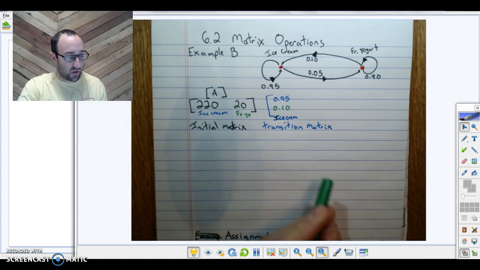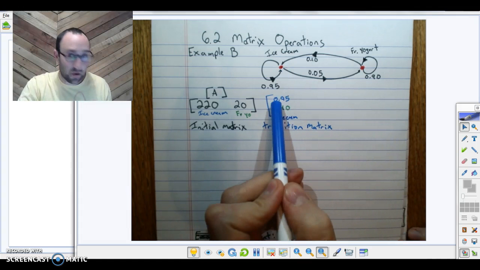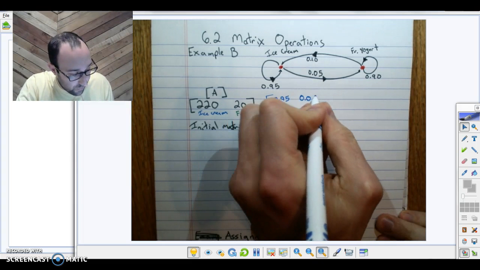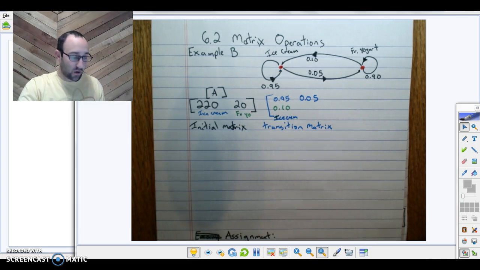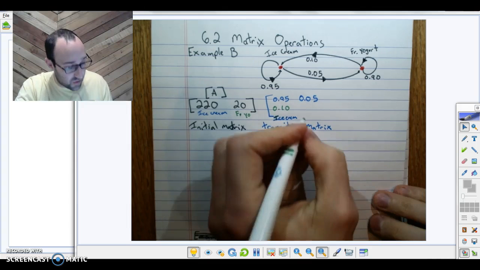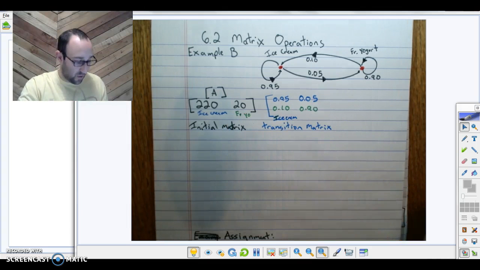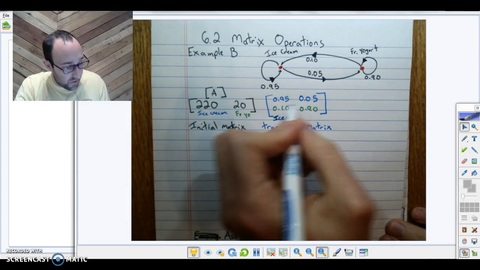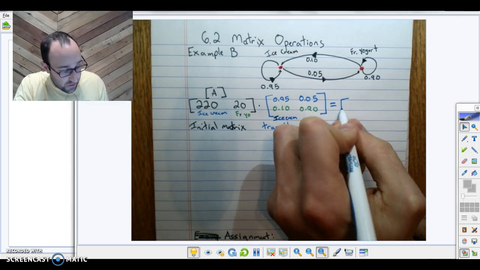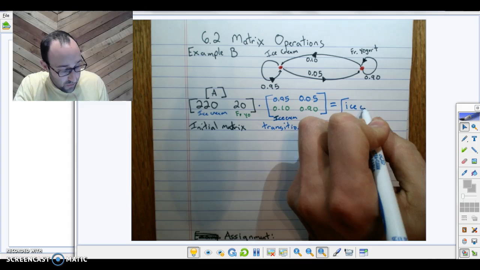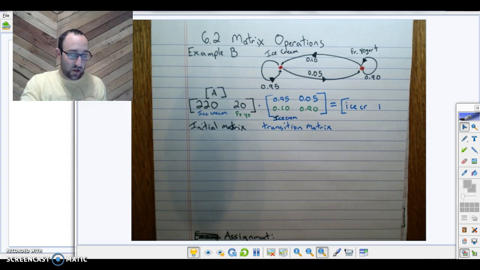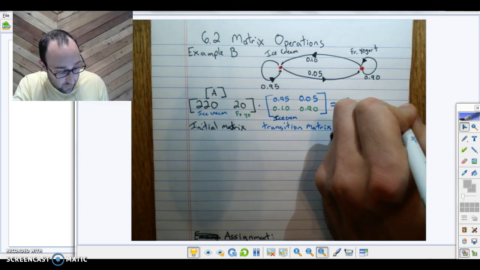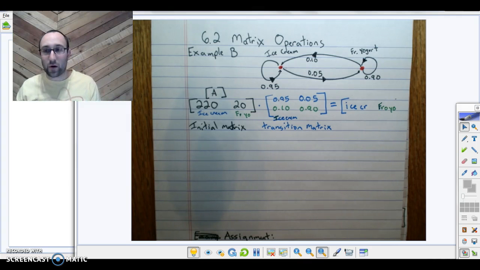Now we're going to do how many switched from ice cream. We're sticking with the same theme. Started with ice cream and moved over to frozen yogurt. We know that it's 0.05 switched from ice cream to frozen yogurt. And at the bottom we're going to say how many stayed at frozen yogurt: 0.90. And then that is our transition matrix. Now if we multiply those two things together, our answer is going to be how many are in ice cream and how many are in frozen yogurt, not after the first week, but this would be the second week. Then we can close our matrix.